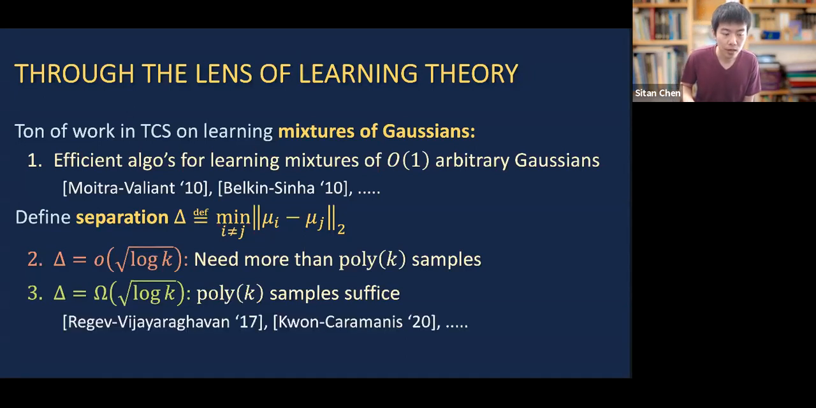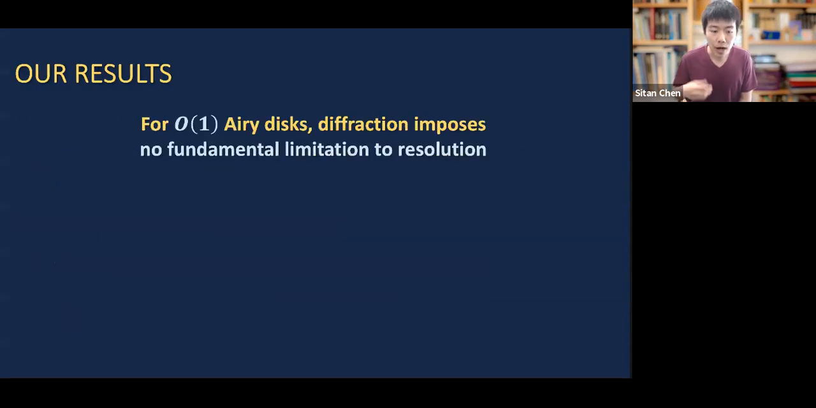Okay, and this is a result of Regev and Vijayaraghavan, for which the upper bound was refined by Kwan and Karamanis. So this is the state of the art for learning mixtures of Gaussians. And the results that we are going to show for learning mixtures of area disks are really going to be analogous in spirit, although the techniques, as we'll see, will be quite different. Okay, so the first result we show will be completely analogous to bullet point 1. For a constant number of area disks, we essentially show that diffraction imposes no fundamental limitation to resolution.